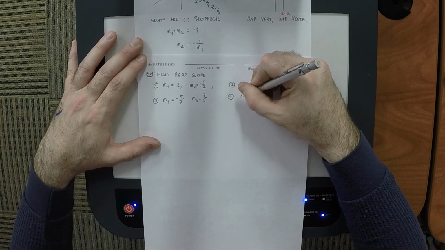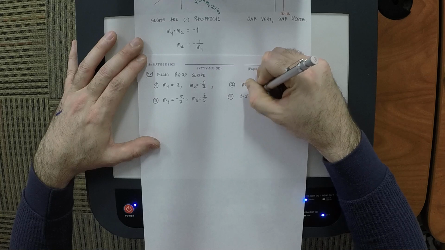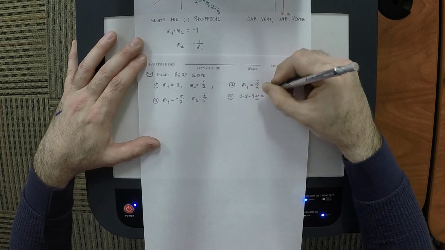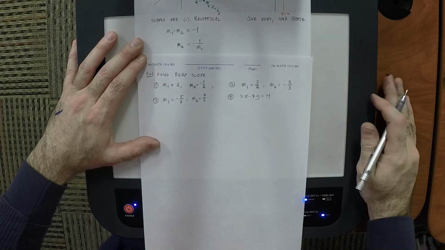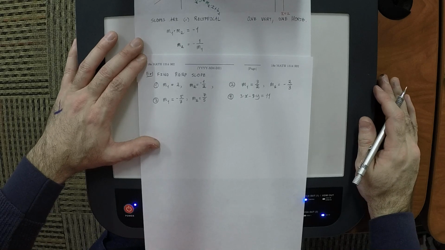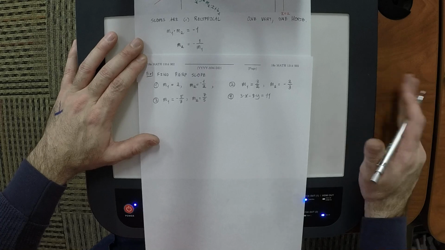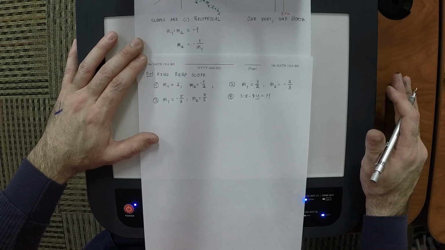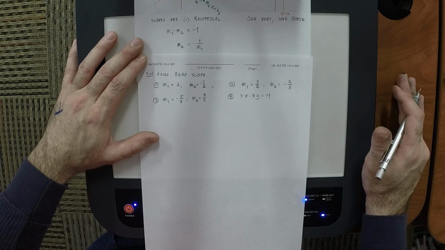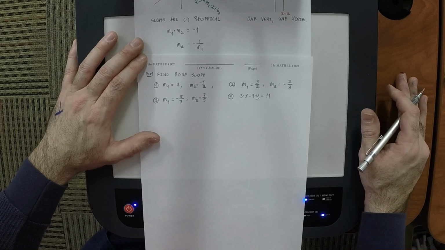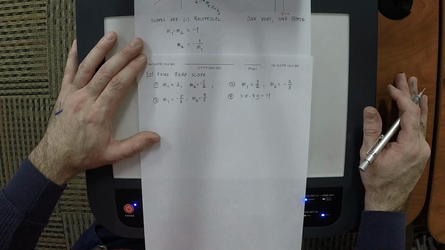How about 3x minus 8y is equal to 11. So I gave you a line. I don't want the slope of that line. Rather, I want the slope that is perpendicular to the slope of that line. Yeah, so you've got to start out by getting y by itself.